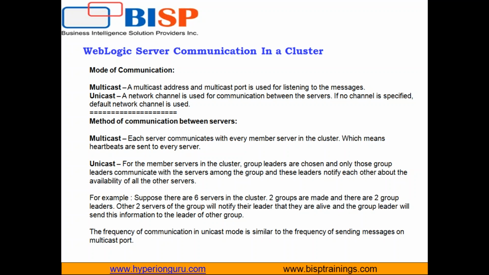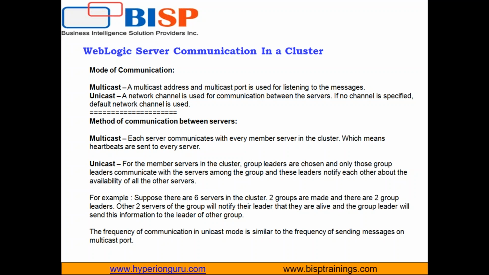But in unicast, what happens is that among the member servers in the cluster, group leaders are chosen, and only those group leaders communicate with the servers in their group. And these leaders notify each other about the availability of all of the servers. So now there is a delay. In multicast, messages are broadcast to each of the managed servers, and then it becomes the responsibility of the managed servers to send back, or to get the details about other managed servers. So when these heartbeats are broadcast, each managed server should communicate with each other. In case a communication is broken anywhere, then those messages will not be available to the other members in the cluster. So that's a drawback of multicast.